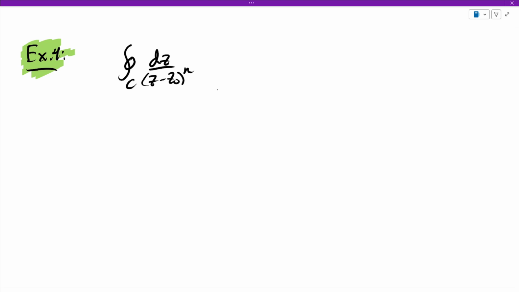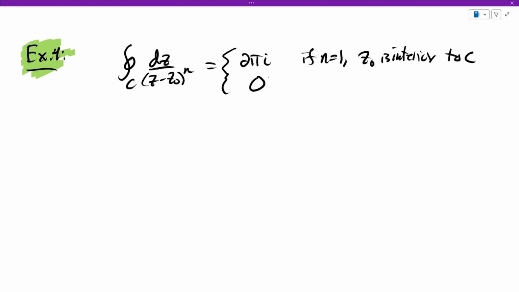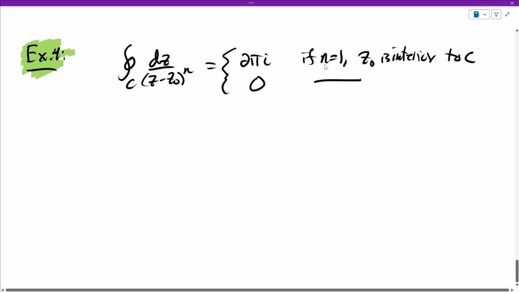This is an integral that shows up again and again, so I just want to take a moment to say what it is. So what is it equal to? Well, it's equal to 2 pi i if n equals 1 and z naught is interior to c. And it equals 0 at all other points. So that it equals 2 pi i when n is 1 and z0 is interior to c, well, that's easy.